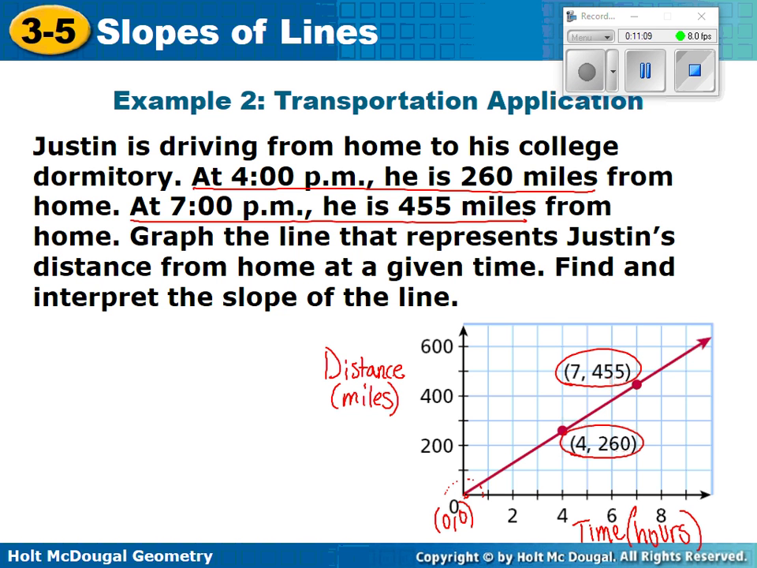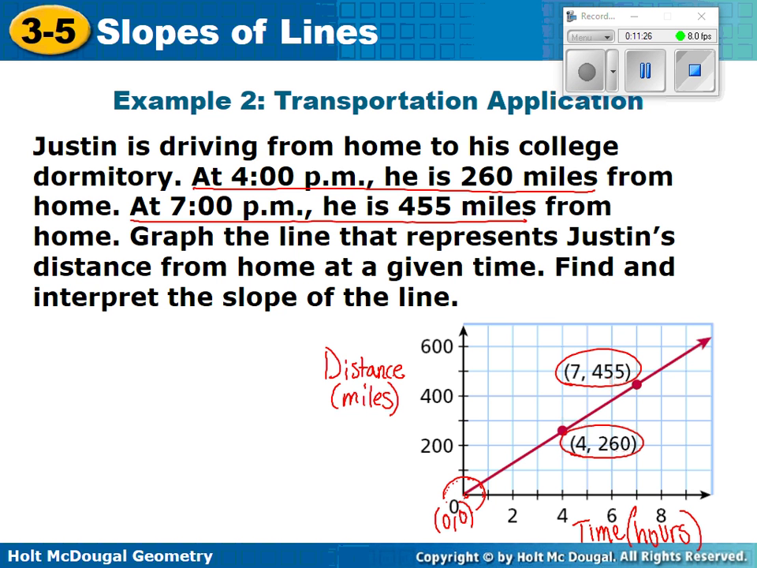Why isn't there an arrow going this direction? Because your distance or your time are not going to be negative. So really this graph turns out to be a ray, not a line. Any questions about how to graph that? Okay, because I will be pretty picky when we're looking at that part.